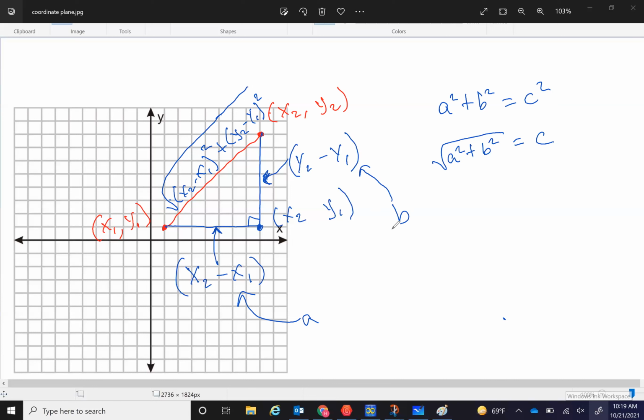So I had a squared plus b squared. I know my a is x2 minus x1, and I know my b is y2 minus y1. It's got a little complicated. However, this is what we're going to be using for our work. So this is how the formula gets derived. Let me come back to our notes.